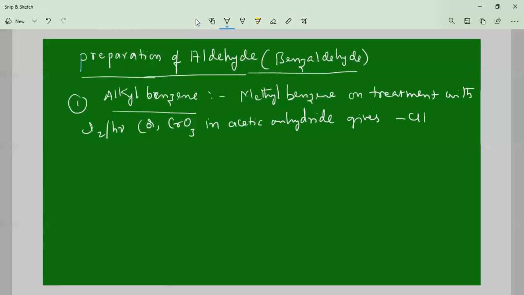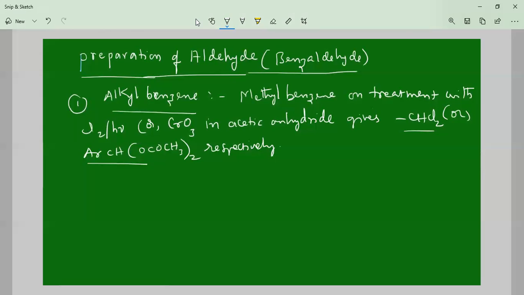a compound that is called ArCHCl2, or we can also write that one as ArCH(OCOCH3)2. That is, the acetate group will come two times respectively. So when you use chlorine, you will get ArCHCl2. When you use acetic anhydride and CrO3, you will get ArCH(OCOCH3)2. Both these compounds on hydrolysis definitely will give benzaldehyde.